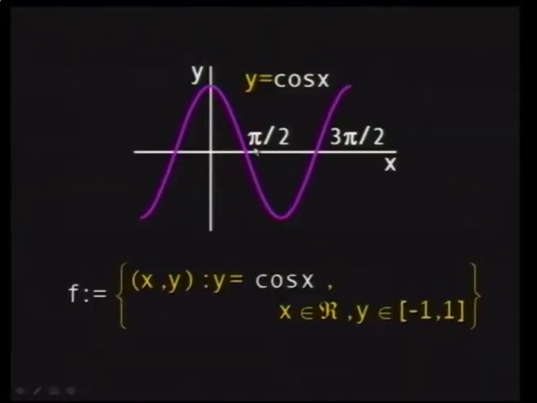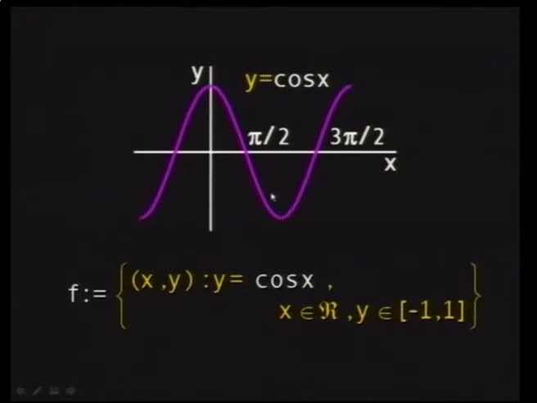This is the cosine. It is cyclic also. It has a period of 2 pi, but it's in phase by 90 degrees with the sine. So at 0, the sine is 0, whereas the cosine of 0 is equal to 1.